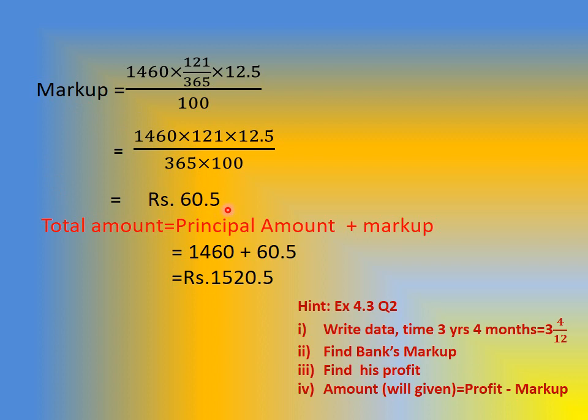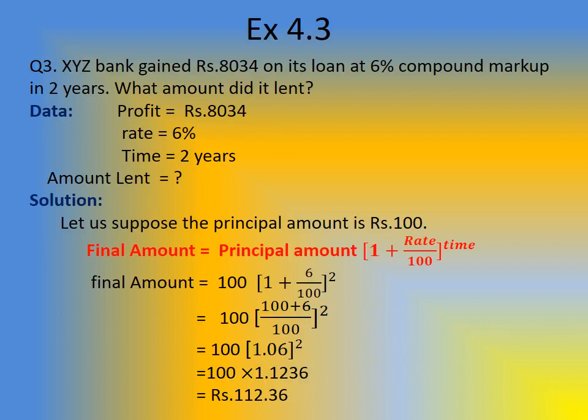As the question asks to find the total amount, how can we find it? You would be familiar with this formula: total amount is equal to principal amount plus markup. So this is the principal amount and this is the markup, and after adding these two terms you will get the total amount. By using this procedure, you can first find the markup and then use it to find the total amount. Now there is the hint for question number 2. First of all, read the question carefully, follow these steps, and in the end you will find the amount by using this formula. Now, next question.